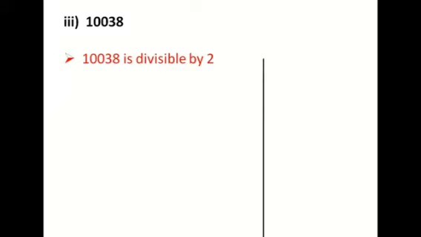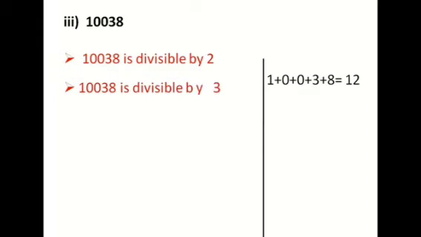The sum of the digits, you find it in the working column. So 1 plus 0 plus 0 plus 3 plus 8. It gives you the sum as 12. So 12 is divisible by 3. Yes, 3 4s are 12. So the number is divisible by 3. So please write it. 10,038 is divisible by 3. I hope you are clear.